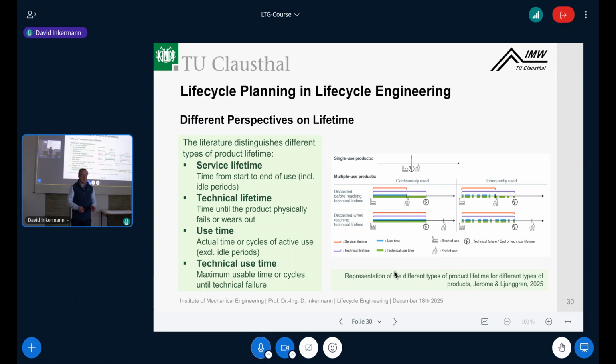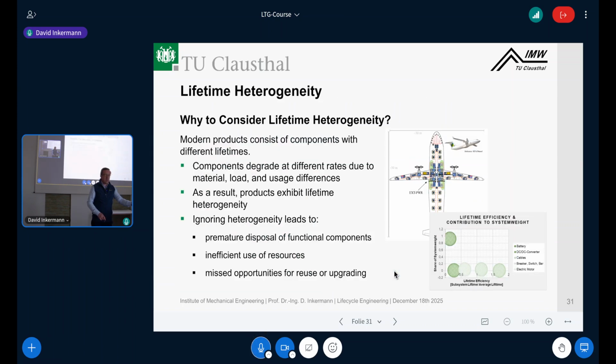And the next one, the use time, is then the cycles, like mentioned before, without the idle periods, and the technical use time is what is, from a technical and theoretical point of view, the maximum time that you can use a product until it breaks. Yeah. And these are the different perspectives on the lifetime. There are some more I would like to introduce on the next slide, but they are useful to design products.